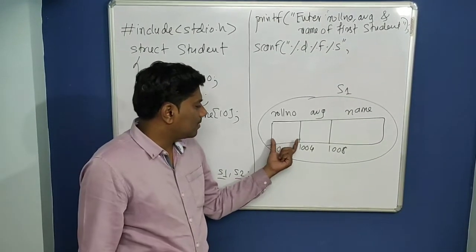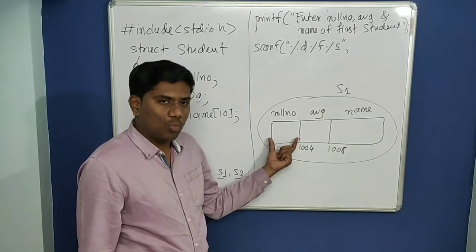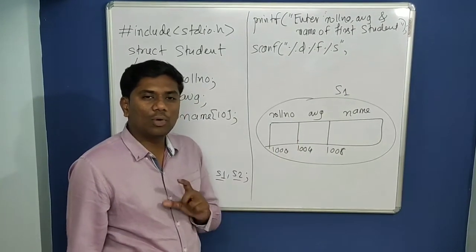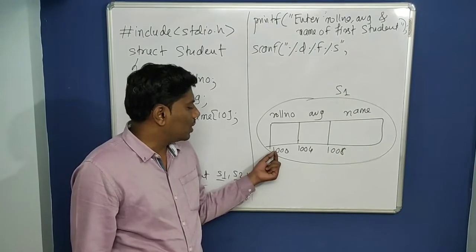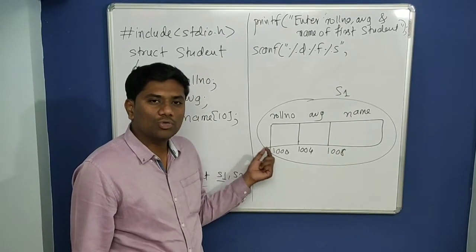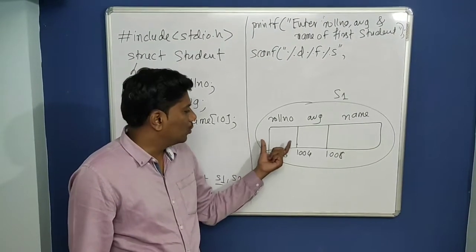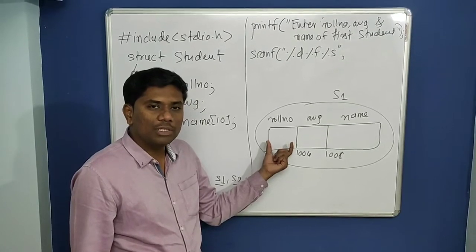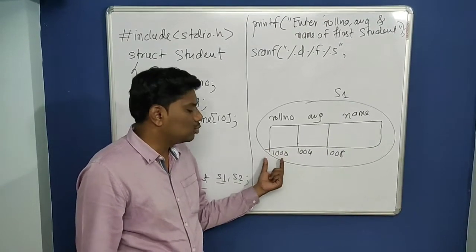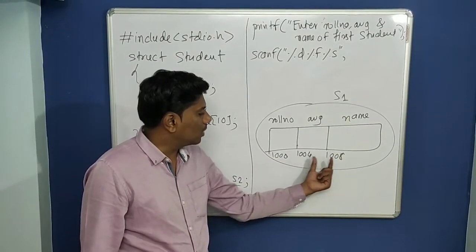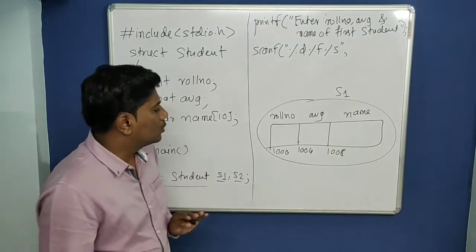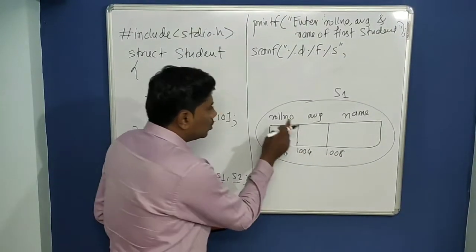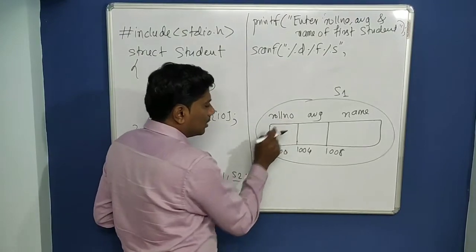Here this block has 4 bytes. So definitely there are 4 addresses: 1000, 1001, 1002 and 1003. But we are always referring to this block based on the address of the first byte, that is 1000. So here 1004 and 1008. Getting? So remember this. We want to store information of roll number.